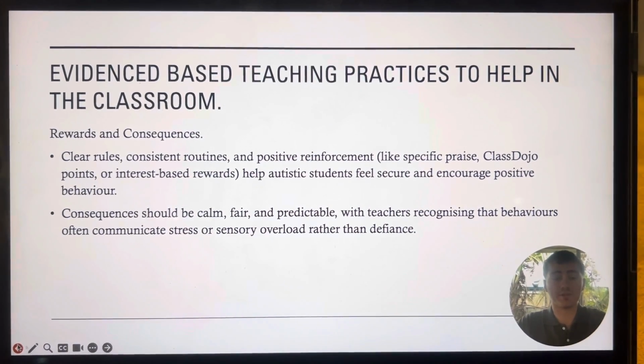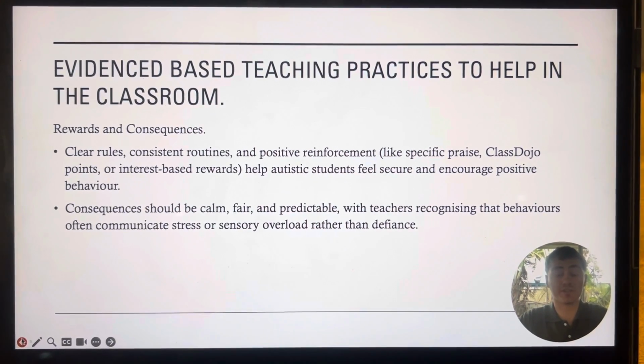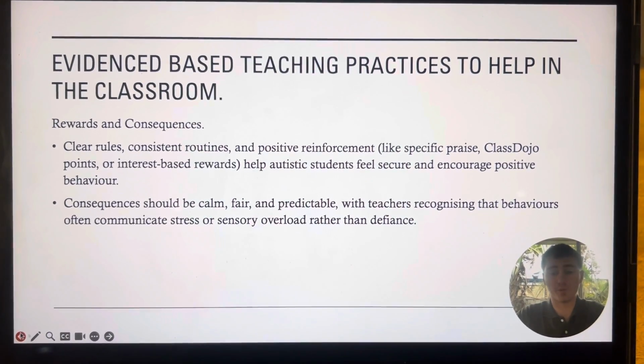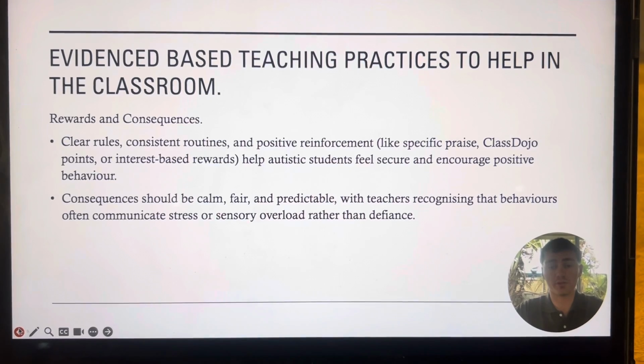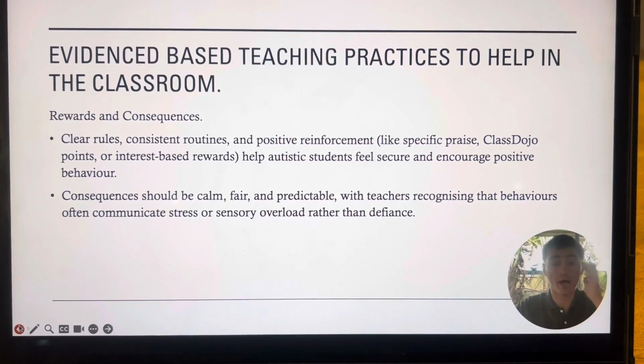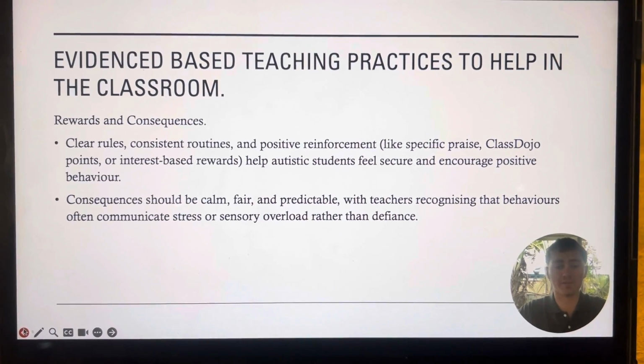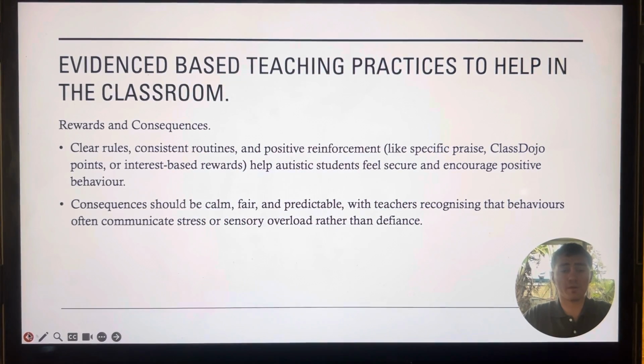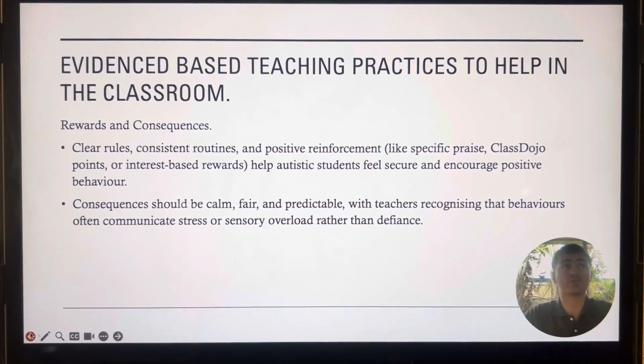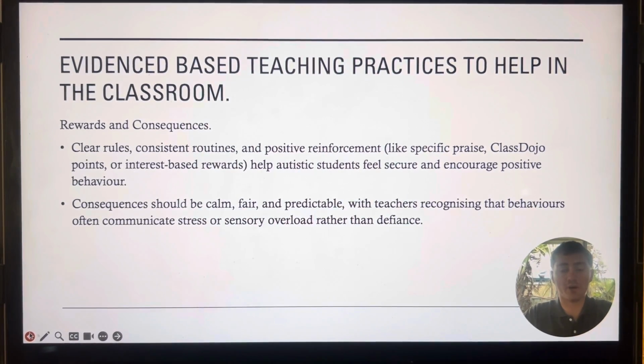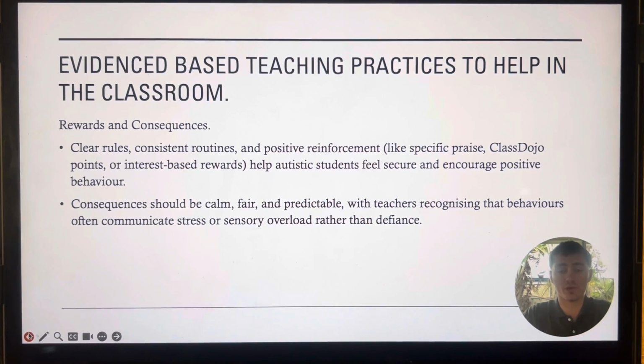Rules and consequences. Having clear rules and consistent routines, and reinforcing positive behaviour through the use of Class Dojo points, for example, helps encourage positive behaviours. Consequences for bad behaviour, however, need care. It's important to understand that this behaviour might be a reflection of sensory overload rather than defiance. So that is important to pick up on.